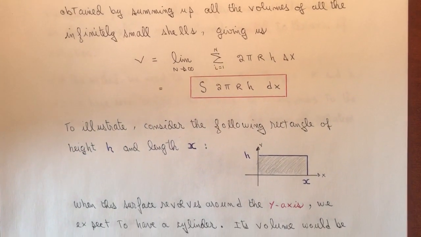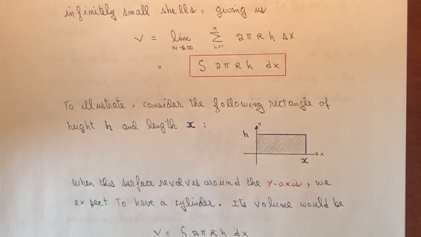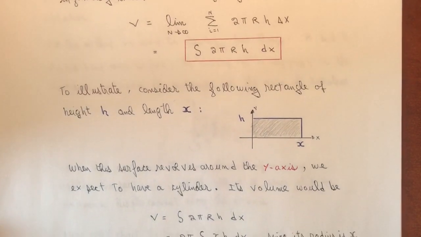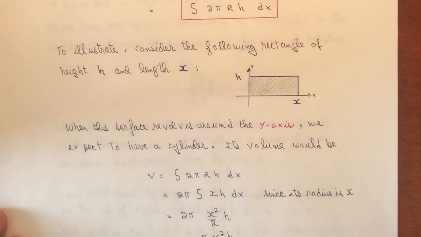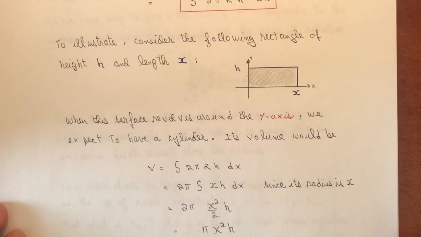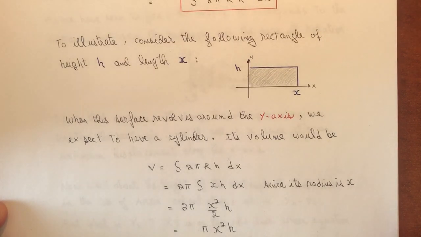To illustrate, consider the following rectangle of height h and length x. When this surface revolves around the y-axis, we expect to have a cylinder. Its volume should be the integral of 2 pi r h dx. Taking out the 2 pi, I get the integral of x h dx, since the radius is x.